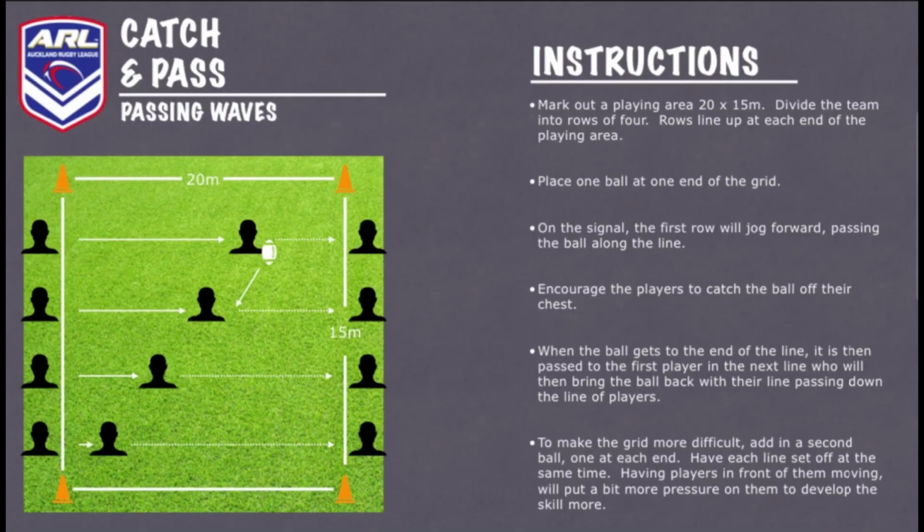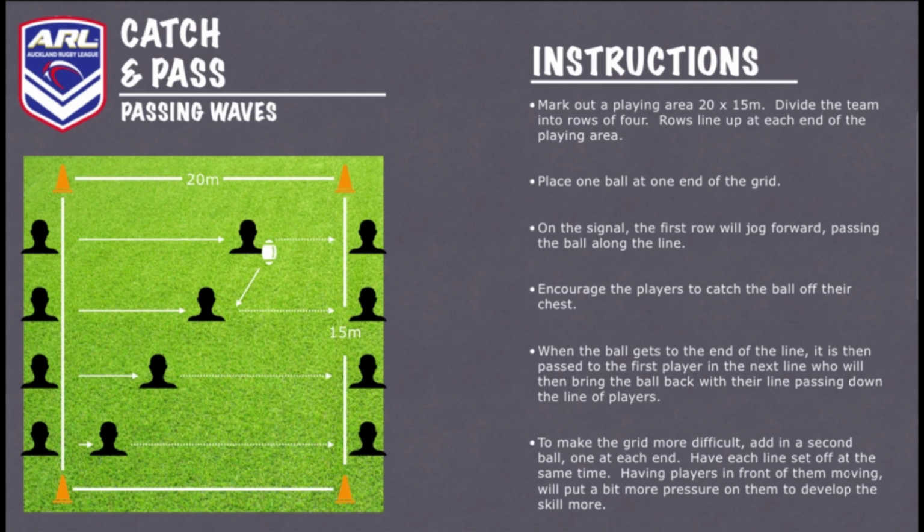Now once I'm satisfied with the closed activity, I will then look to move into part B of the session, and for this we will use what we call an open activity. For this part of the session I'll be doing an activity called passing waves. This activity is an opportunity to slowly progress from stationary catch and pass to a moving pass with a moving target. So mark out a playing area 20 meters by 15 meters.